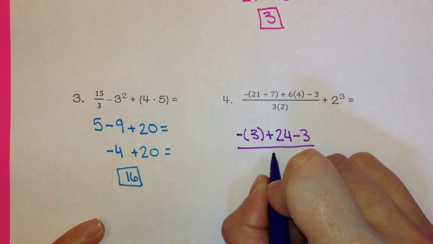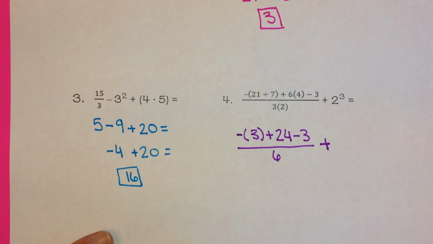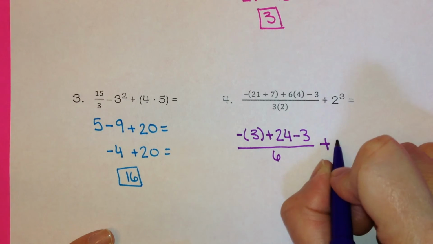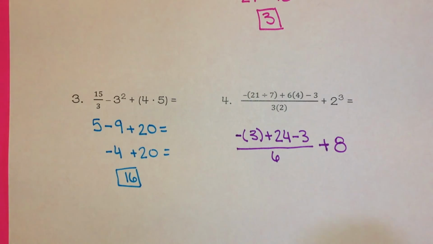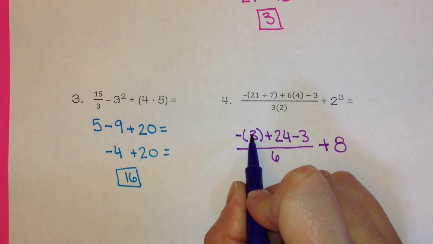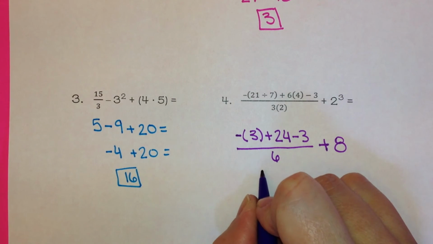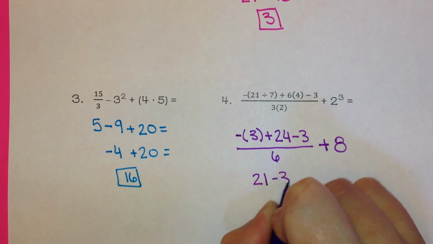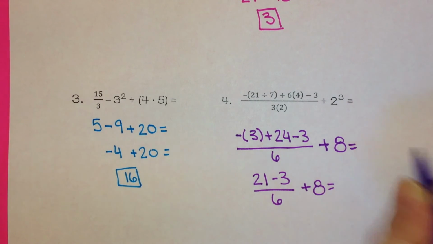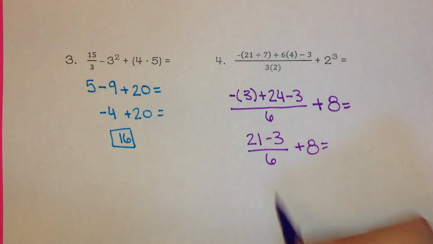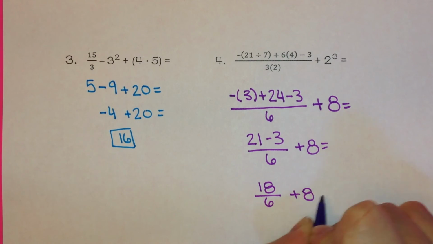On bottom, I have 3 times 2 is 6. Plus, I can do 2 to the third power. Remember, 2 times 2 times 2, which is 8. All right, so now I need to simplify the top. This negative outside the parentheses makes that 3 negative 3. So I have negative 3 plus 24 is 21 minus 3, divided by 6 plus 8. 21 minus 3 leaves me with 18 over 6 plus 8.